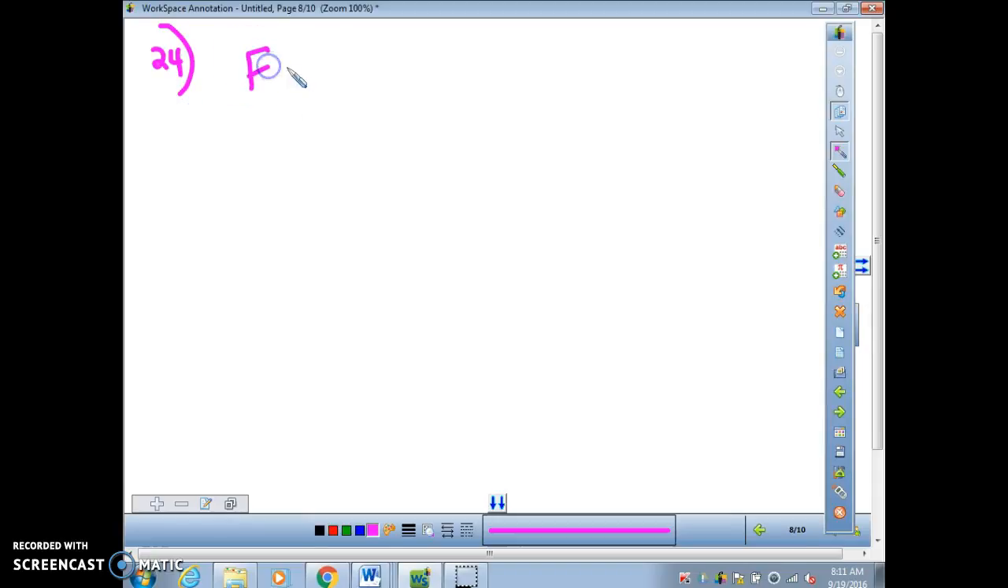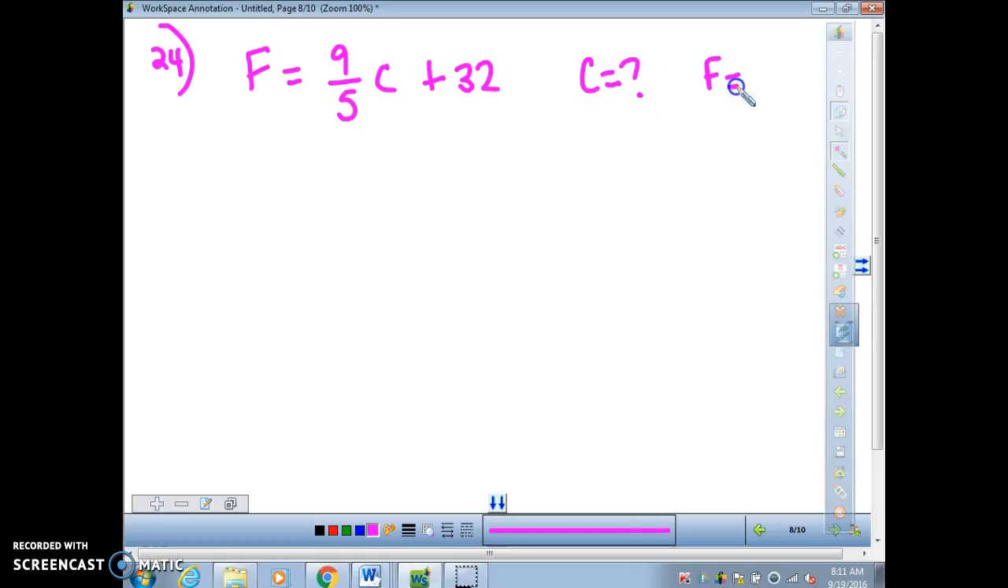All right, we have the Fahrenheit formula. Fahrenheit equals 9/5 C plus 32. They tell us to find out what C is if the Fahrenheit temperature is 104 degrees. So I'm going to put 104 in the place of F.